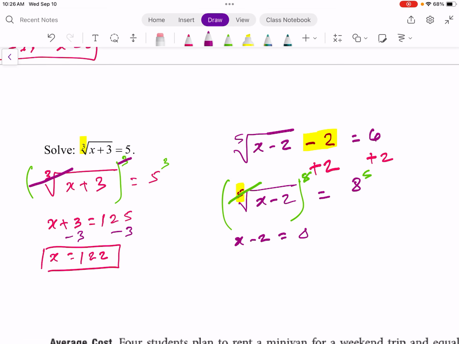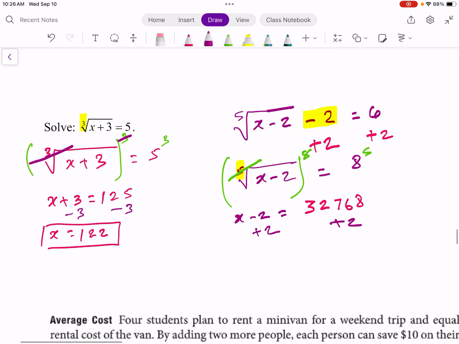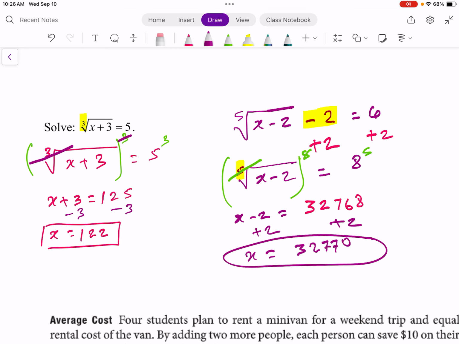That is a big number. Let me write this as, how much you said? 32,768. Okay, then you add 2 on both sides and we have the solution. X is 32,770. So this is the solution for this radical equation.